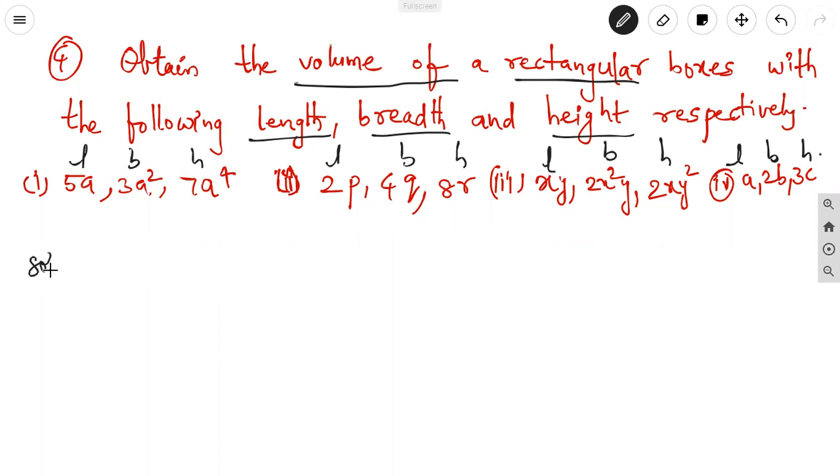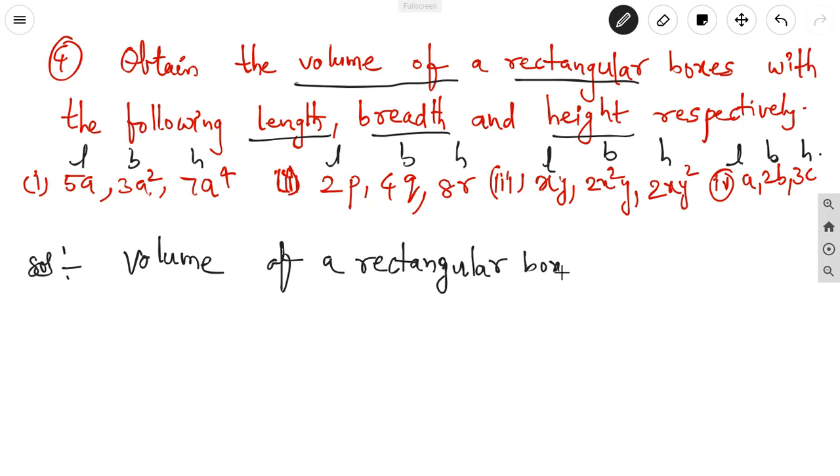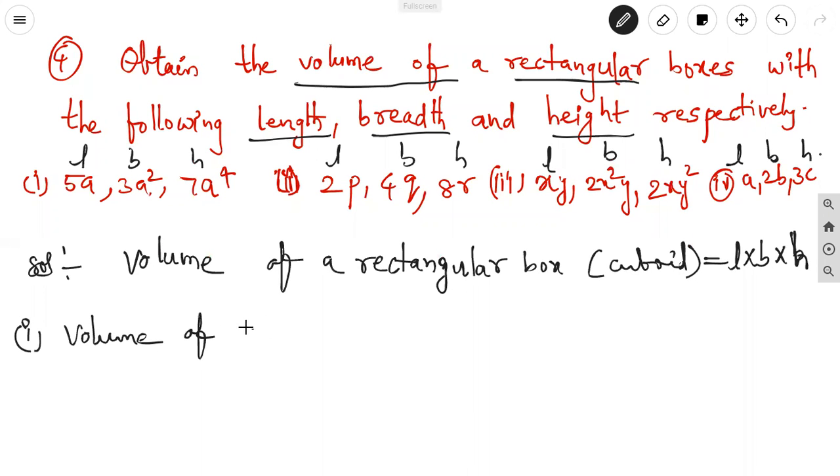First of all, what is the volume of a rectangular box? Volume formula. Not rectangle, rectangular box. That is nothing but a cuboid. It is equal to length into breadth into height, LBH. This is the formula. For the first one, the volume of a rectangular box.